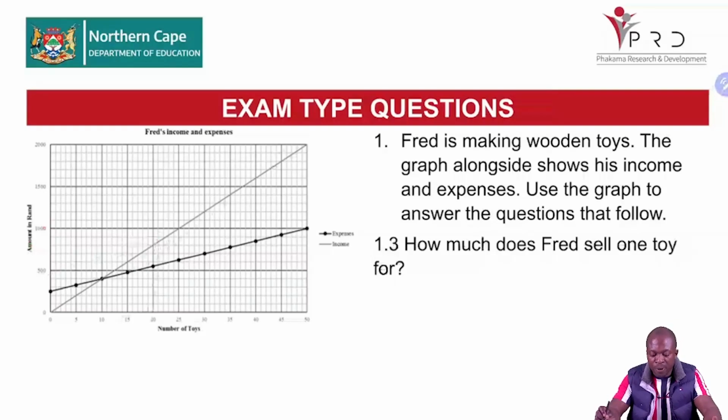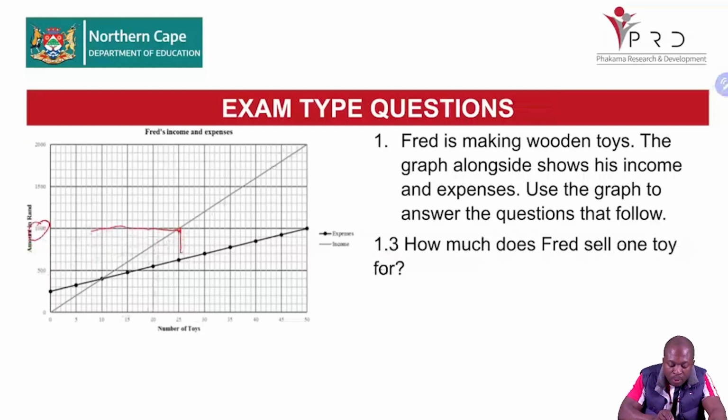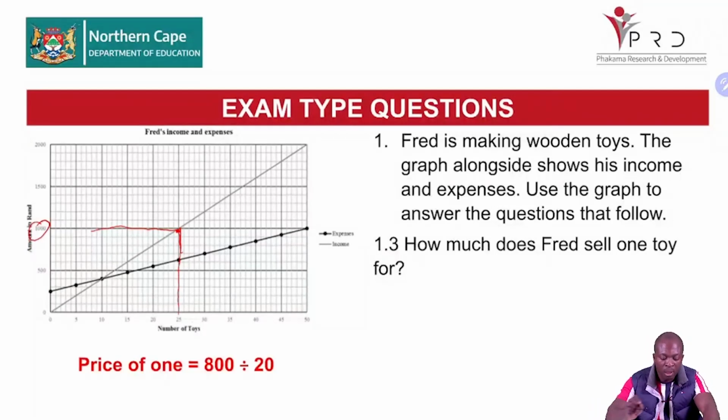How much does Fred sell one toy for? We don't know the price, so let's figure it out. How much does Fred sell one toy for? Anyone? We know the selling price, isn't it? Look at here. Can you see there's 1,000 rand? If you move on 1,000 rand there, where the line is actually crossing, you can decide. But let's use other values.